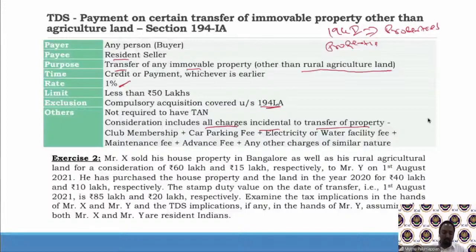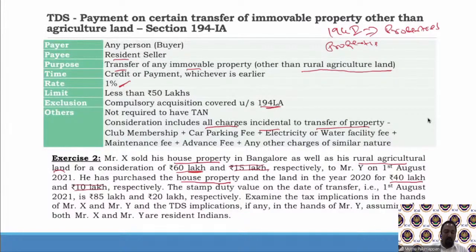We'll understand this with a small problem. Mr. X sold his house property in Bangalore. He has sold a house property and also a rural agriculture land for 60 lakhs and 15 lakhs respectively. The 15 lakhs we can ignore because it is a rural agriculture land. Our question is only on the house property. He sold it to Mr. Y on 1st August 2021. He had purchased the house property and the land in 2020 for 40 lakhs and 10 lakhs respectively.